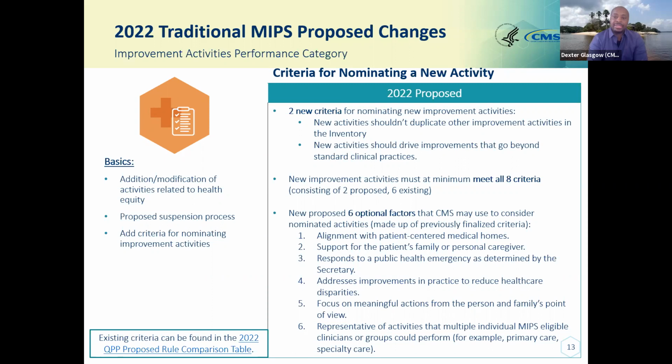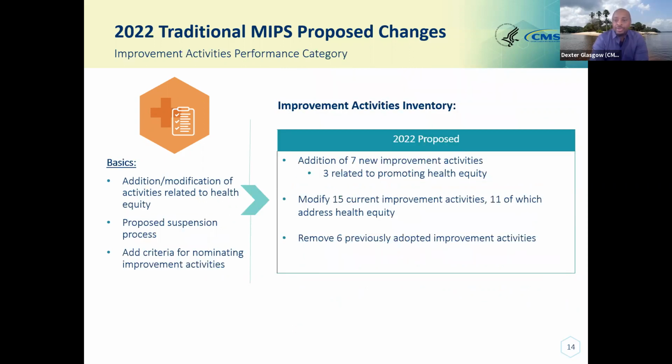Fifth, it can be linked to existing and related MIPS quality, promoting interoperability and cost measures as applicable. And 6, CMS is able to validate the activity. Here we propose just a few changes to the IA inventory. We've added 7 new improvement activities. Of those, 3 are related to promoting health equity. We're modifying 15 current improvement activities. 11 of those address health equity, and then we're removing 6 previously adopted activities. These are mostly incorporated in the modifications. We're just streamlining the inventory.